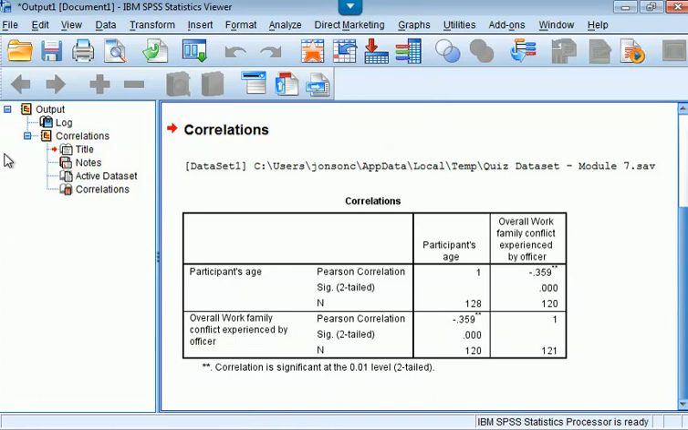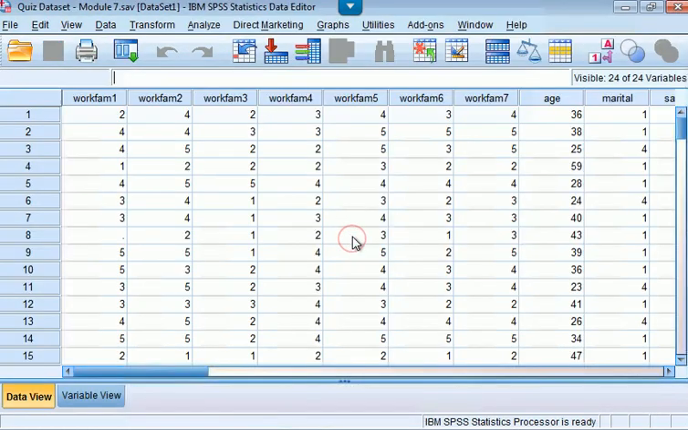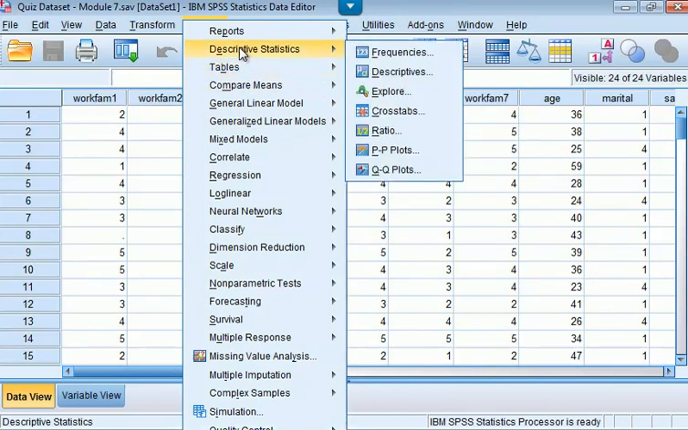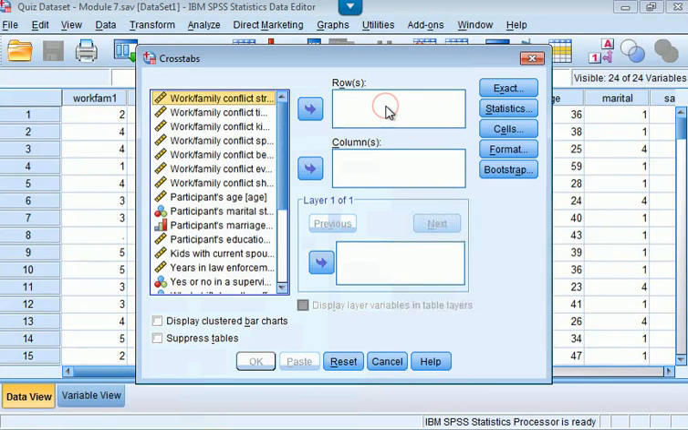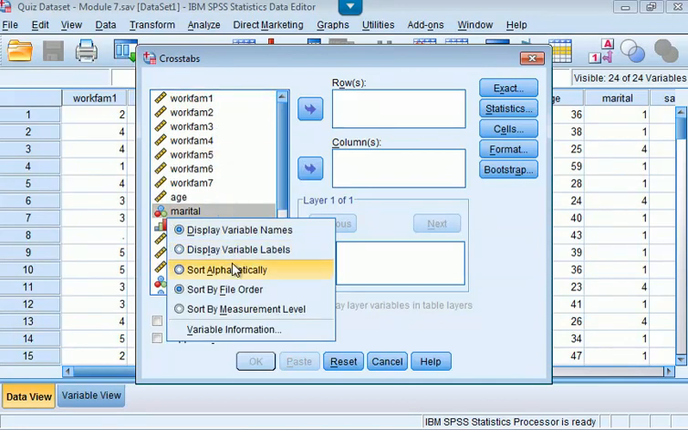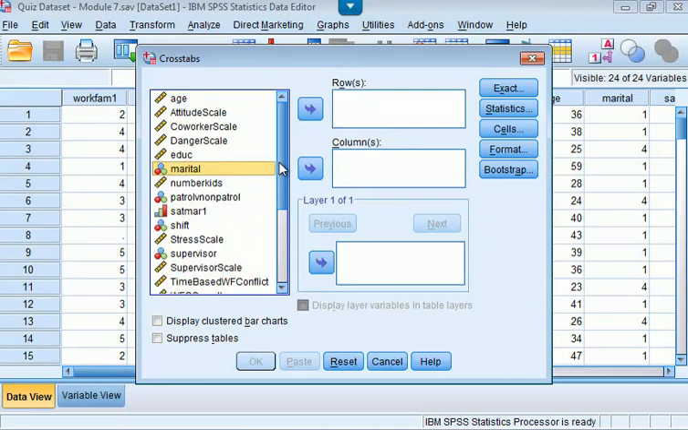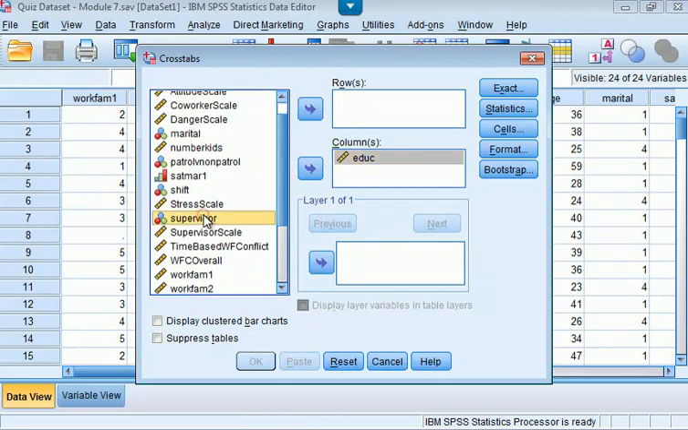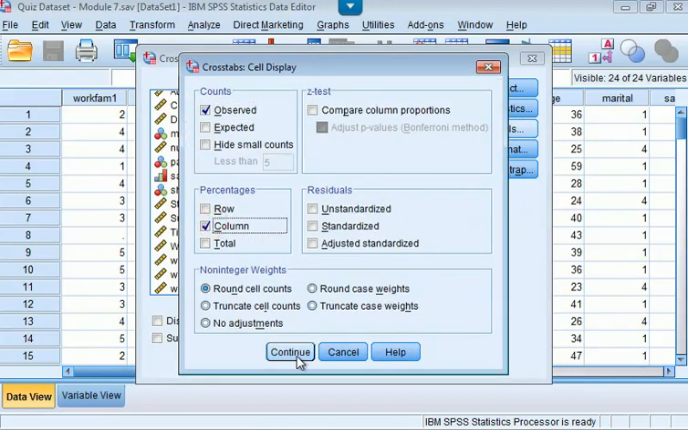Question 5 wants you to run a chi-square with supervisor as the dependent variable and education as the independent variable. So let's come here. All we're going to do is come to descriptive statistics, come down to crosstabs. Remember, this is where our chi-square is located. The independent variable is education, and your dependent variable is going to be supervisor, not supervisor scale. In the cells, make sure you click that you want the column.